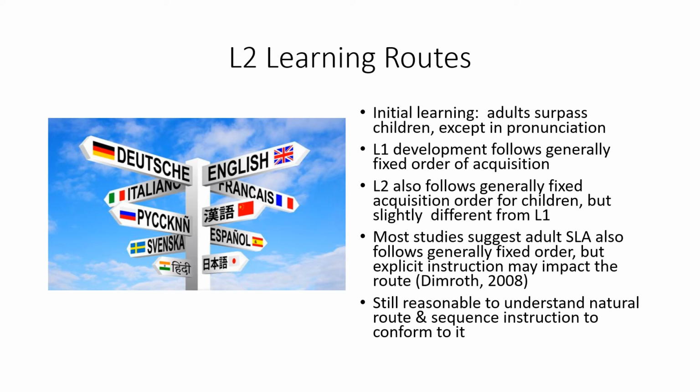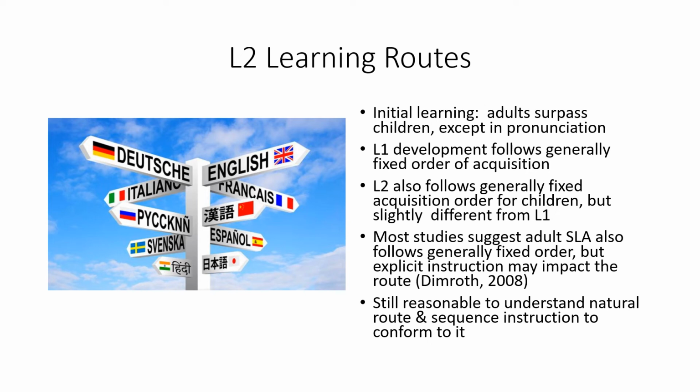Research has also looked at different routes to learning a second language. We know that in the initial stages, adults way surpass children in every area except pronunciation. First language development, we know, follows a generally fixed order and fixed route of acquisition. L2 for children, in a natural setting especially, also follows a fixed order, but it's slightly different from the one followed in first language acquisition.